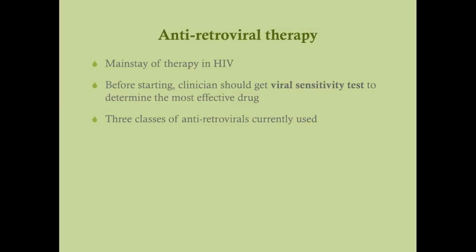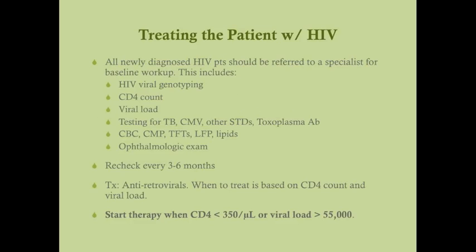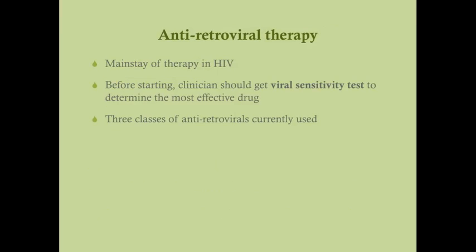So before starting antiretroviral therapy, the clinician should get a viral sensitivity test to determine the most effective drug. So this is different from what we talked about here, which was the HIV viral genotyping. This is a viral sensitivity test, a lab test that takes the HIV virus that's in the patient's blood, and essentially you're testing its sensitivity to the different kinds of HIV drugs to determine what's the most effective drug for this patient, because all HIV viruses are not born the same. Different ones have different mutations. So you want to determine what the best drugs would be to give to this particular patient.